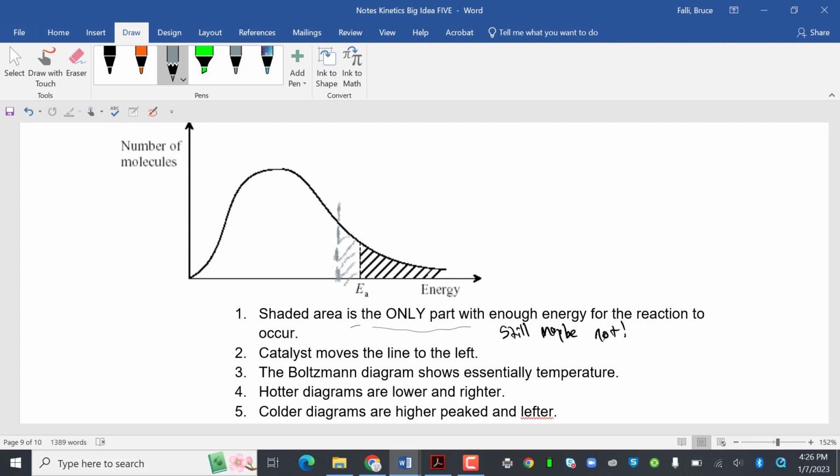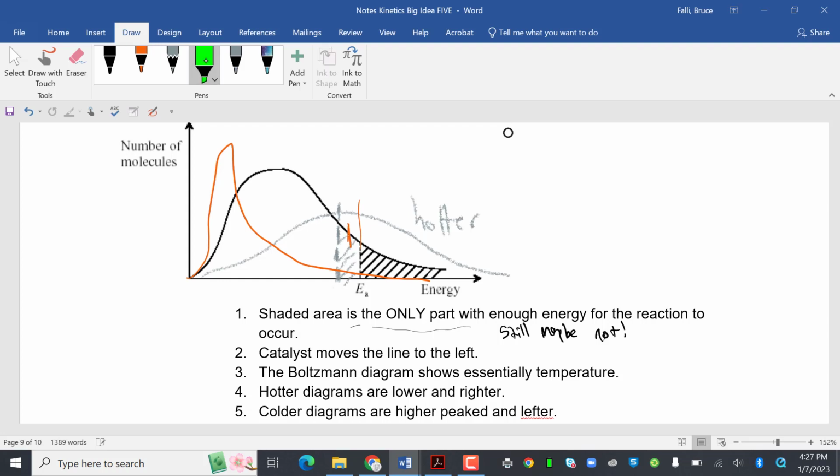The Boltzmann diagram shows essentially temperature. Hotter diagrams are lower and broader. So remember, this would be hotter. Colder diagrams are higher peaked and narrower. So if you look right here, do you see how making it hotter would give you more particles with enough activation energy? And if you're colder, you have way less.